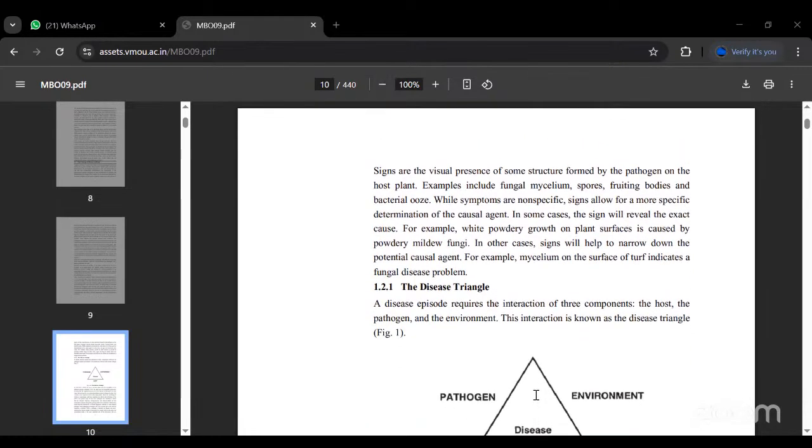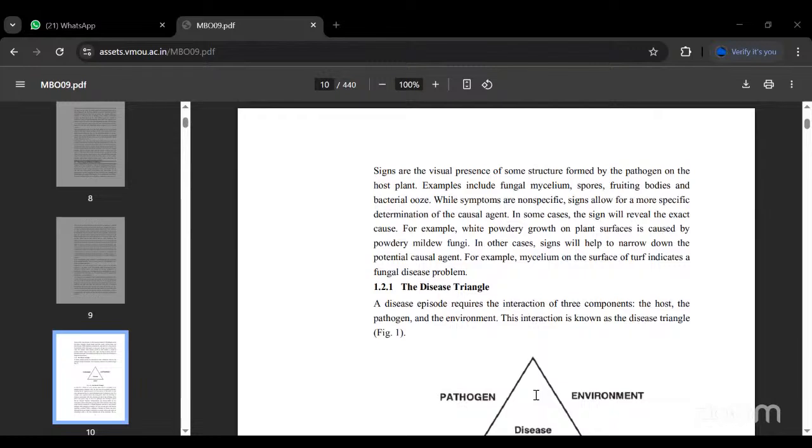The third one is the sign. Signs are the visual presence of some structural form of the pathogen on the host plant. For example, fungal mycelium. The fungal plant body is called mycelium. The algal plant body is called thallus. Here, the fungal plant body is the mycelium, along with spores, fruiting bodies and bacterial ooze also.